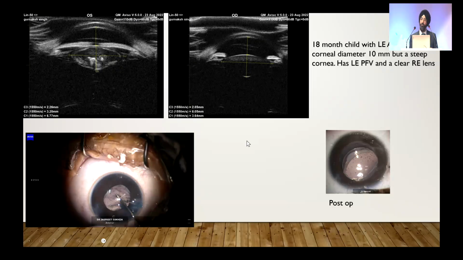So usually what you do is, it's about 8 millimeters when you can easily implant an IOL in the bag. Because your lens size, your bag is small, and the IOL is too big, so it will lead to tearing, and ultimately you'll have to get the IOL out. So what can you do in these cases?